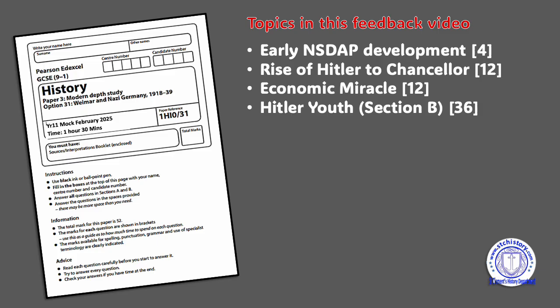Okay, so let's start then thinking about what this video will be focused on. In your mock exam, this paper is going to look at the early NSDAP, the Nazi Party, and how it developed. It's going to have two 12 markers to think about: the rise of Hitler to Chancellor and the economic miracle, or whether they reduced unemployment, and the whole of section B will be on the Hitler Youth.